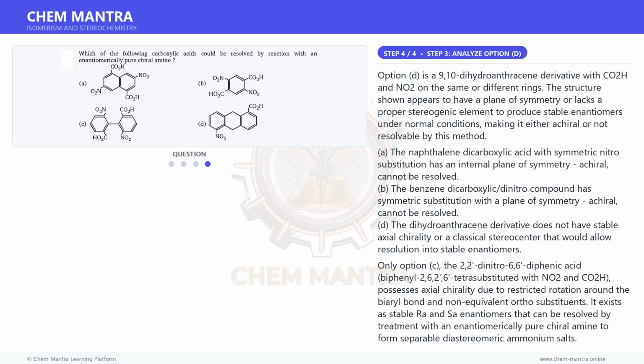Only option C, the 2,2'-dinitro-6,6'-diphenic acid, biphenyl 2,6,2',6' tetrasubstituted with NO2 and CO2H, possesses axial chirality due to restricted rotation around the biaryl bond and non-equivalent ortho substituents. It exists as stable Ra and Sa enantiomers that can be resolved by treatment with an enantiomerically pure chiral amine to form separable diastereomeric ammonium salts.